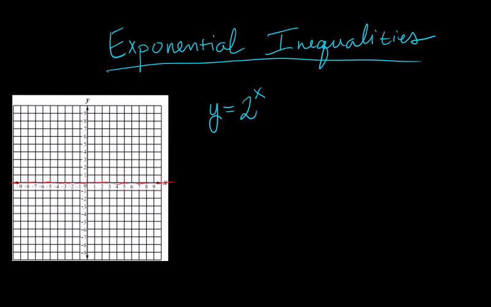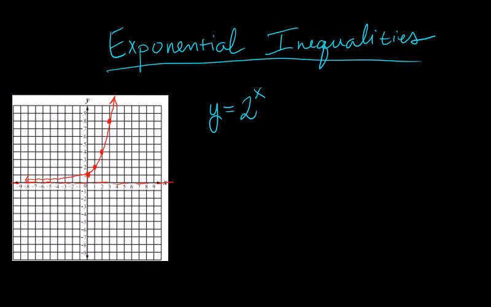And then you would have points at (0, 1), (1, 2), (2, 4), (3, 8), and it would go exponential growth as such. So that's what the graph of y equals 2 to the x looks like.